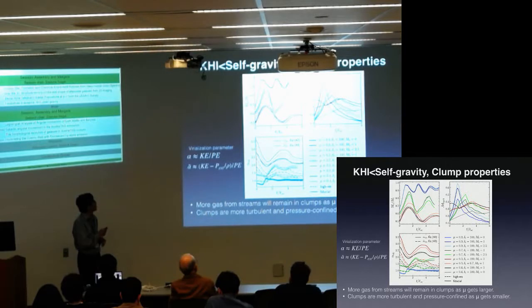Clumps are also more turbulent if you go to a lower mass per unit length, which you can see on the top right panel. But also, because the mass per unit length is lower, the confining pressure is also larger. That can be seen in the comparison between the two visualization parameters on the bottom left.